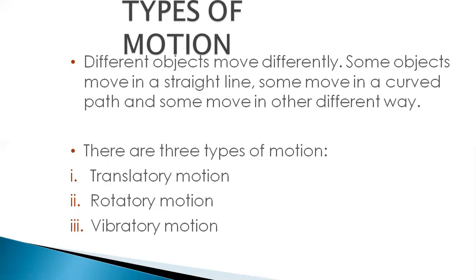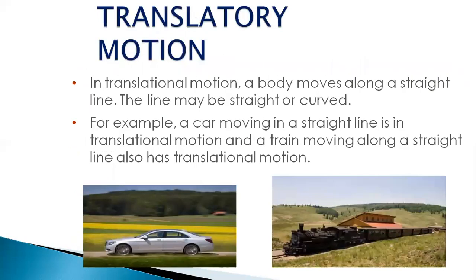See here, the motion in which every point on the moving body moves through the same distance in the same interval of time is called translatory motion. In translational motion, what happens? A body moves along a line. The line may be straight or curved. For example, a car moving in a straight line is in translational motion, and a train moving along a straight line also has translational motion.